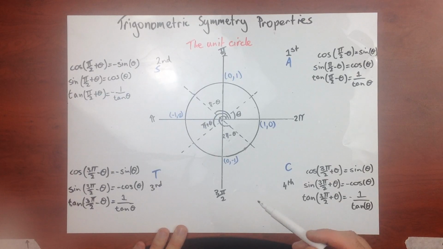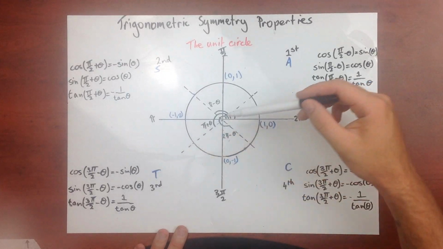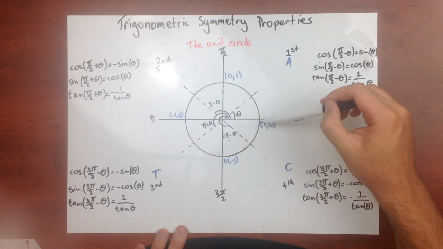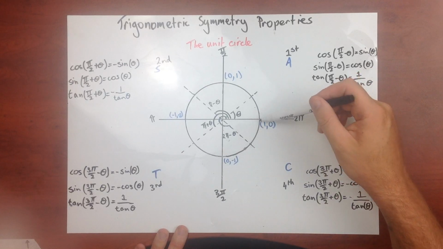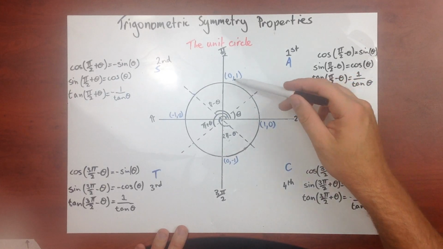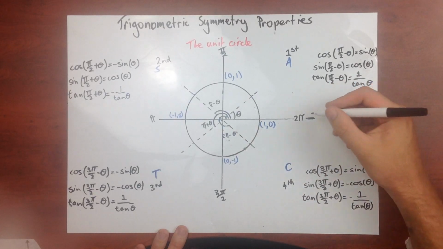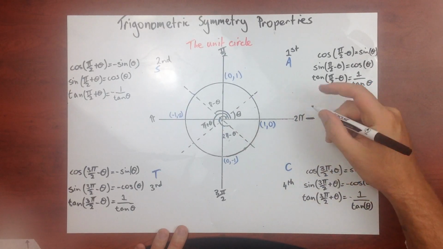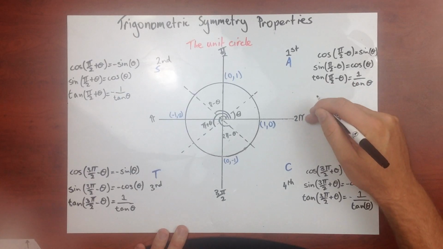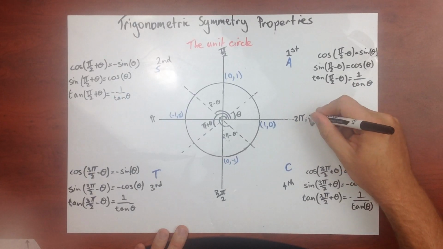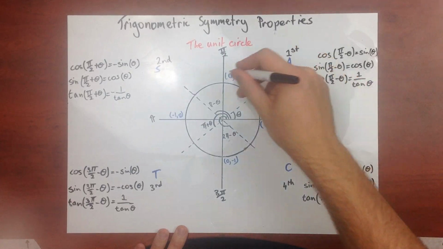So the unit circle here has a radius of 1. We measure our angles around anti-clockwise from here. We start over here, and this is taken as 2 pi or 0 if you like as well. Sorry, 0, not theta, 0. And we're measuring this way.